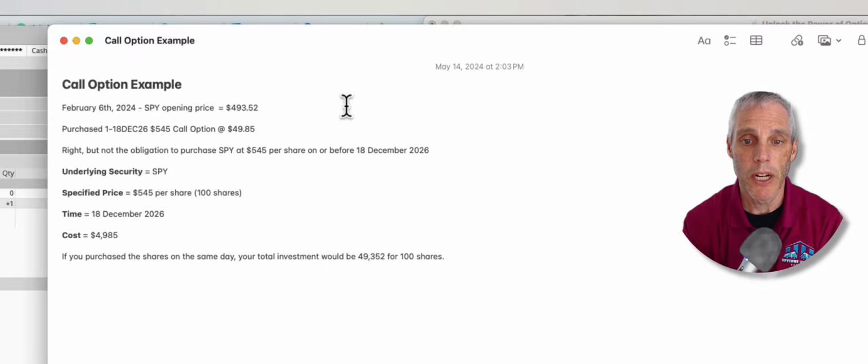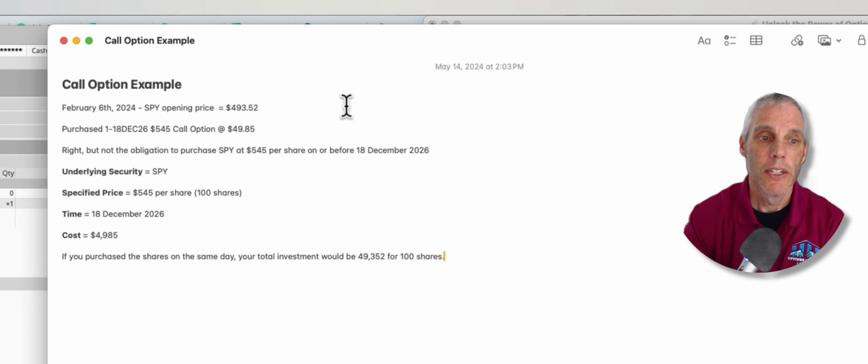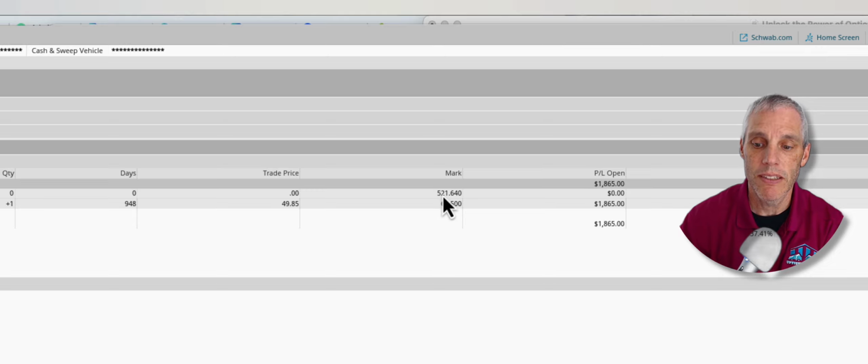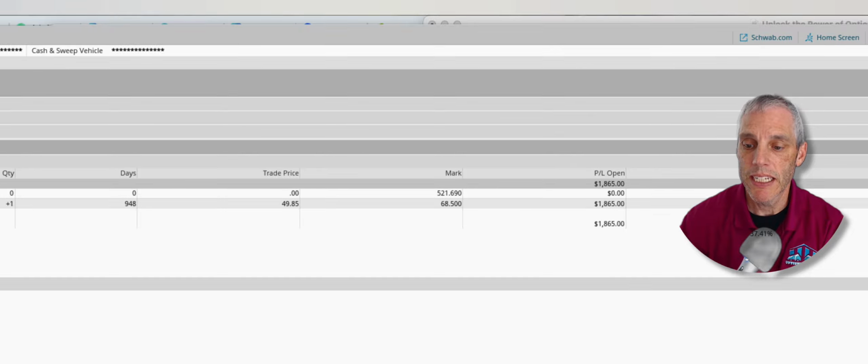Now, just to put it in perspective, if you purchased the shares on the same day, your total investment would have been $49,352. So you can see how the call option represents almost exactly 10% of the total investment that would have been required. So when we now fast forward, you can see SPY is actually at $521.64. And our call option is at an $1,800 profit.